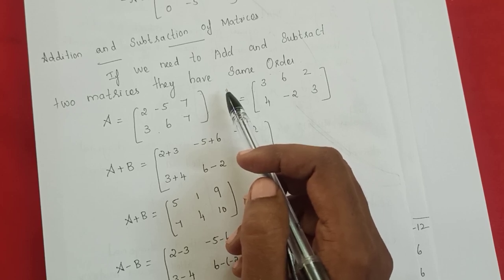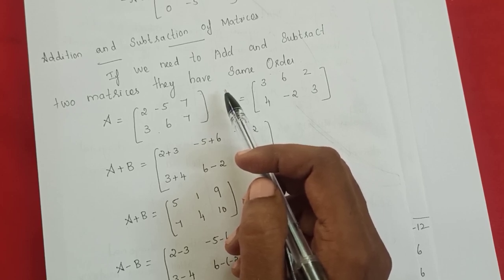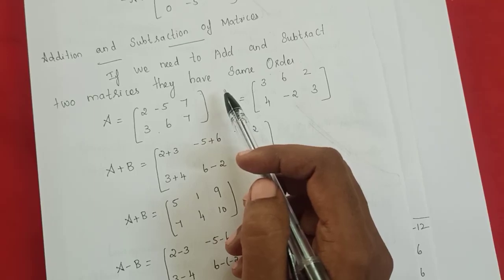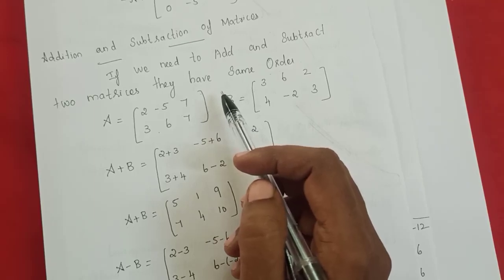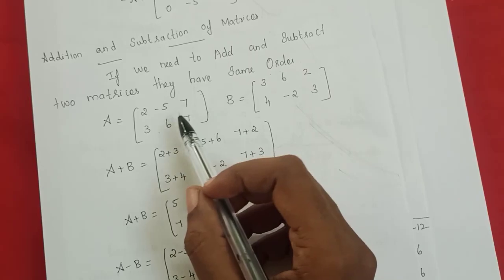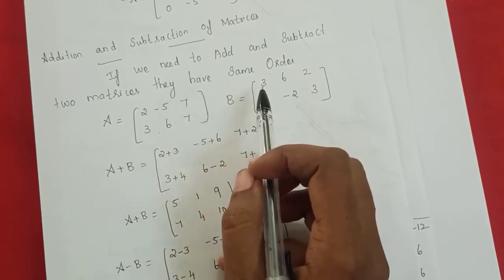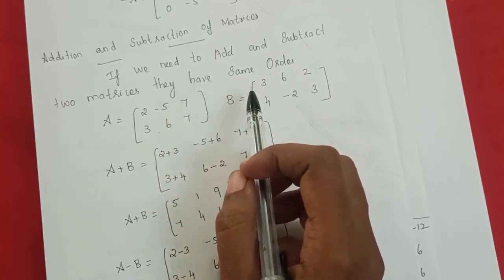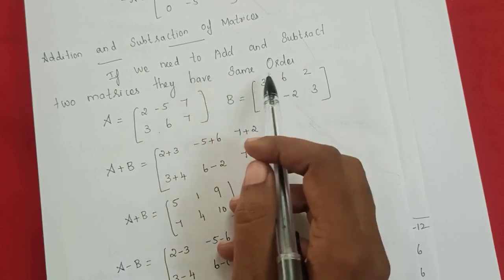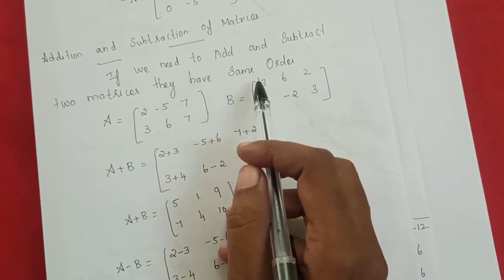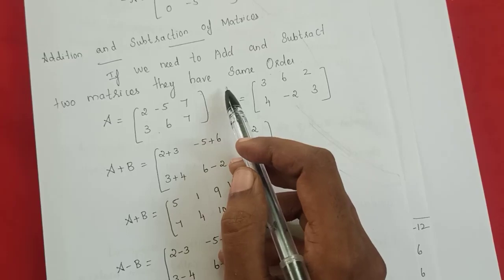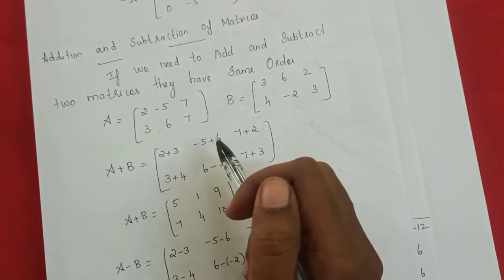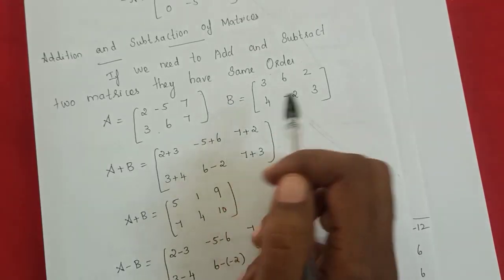Is it right? So M cross N I have taught you. So order means m into n. M means number of rows, n means number of columns. Same as that I have given one example. But one condition, if we need to add and subtract two matrices, both also must be in same order. If it is in same order, then only we can add and subtract the two matrices.